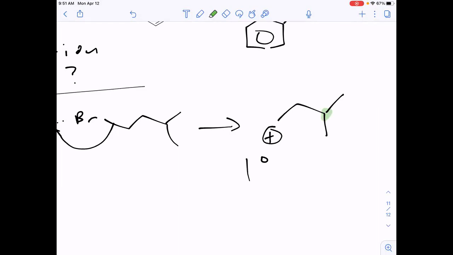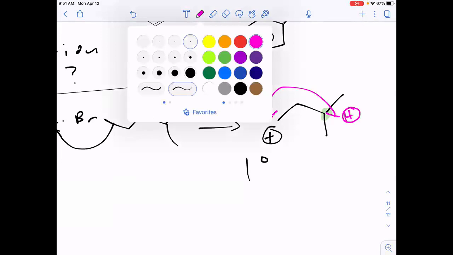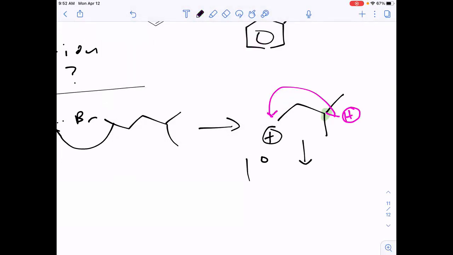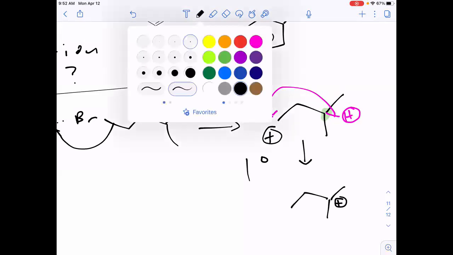I'll just end up with a secondary carbocation, which is not horrible. But there's another thing that I can do too, which is a hydride shift, right? So if I move the hydride over to here, then that's going to give me a tertiary carbocation. And that will be my electrophile. So one of the drawbacks of Friedel-Crafts alkylation is actually rearrangement of your carbocations, right?